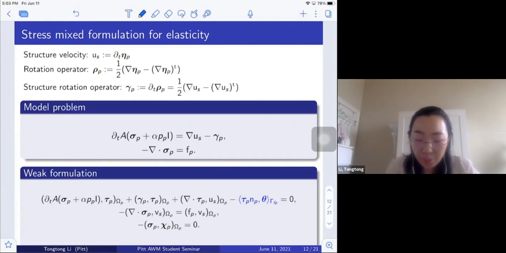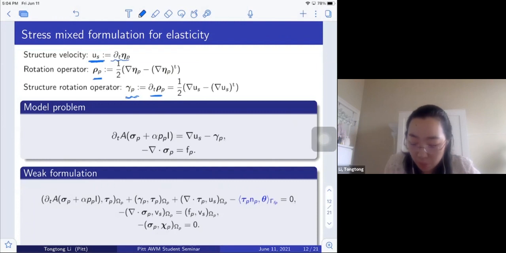In order to do that, we are introducing two more variables. One is the structure velocity us, the time derivative of the displacement. Actually, this is for simplicity of our theoretical analysis. And indeed, the three non-time-differentiated variables would be the stress, the displacement, and this rotation operator, which is the skew-symmetric part of the gradient of the displacement. But since we are dealing with the structure velocity instead of displacement, for the rotation part we have this structure rotation operator, which is also the time derivative of this rho p here.